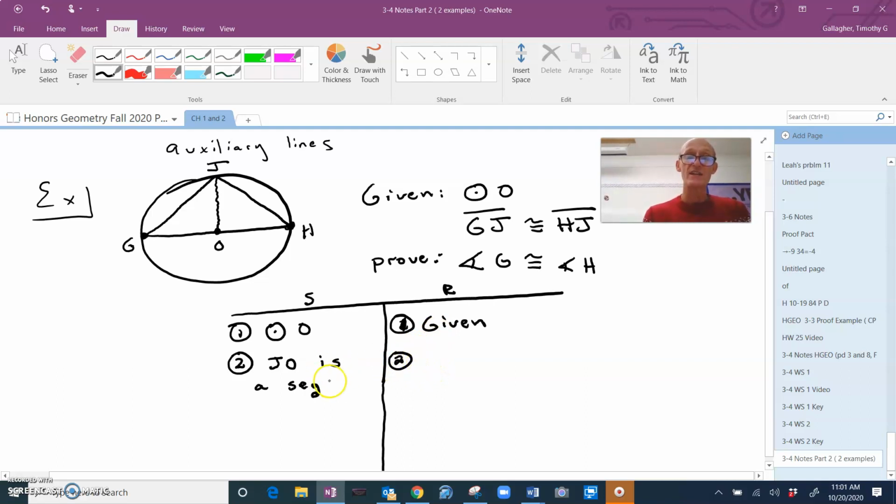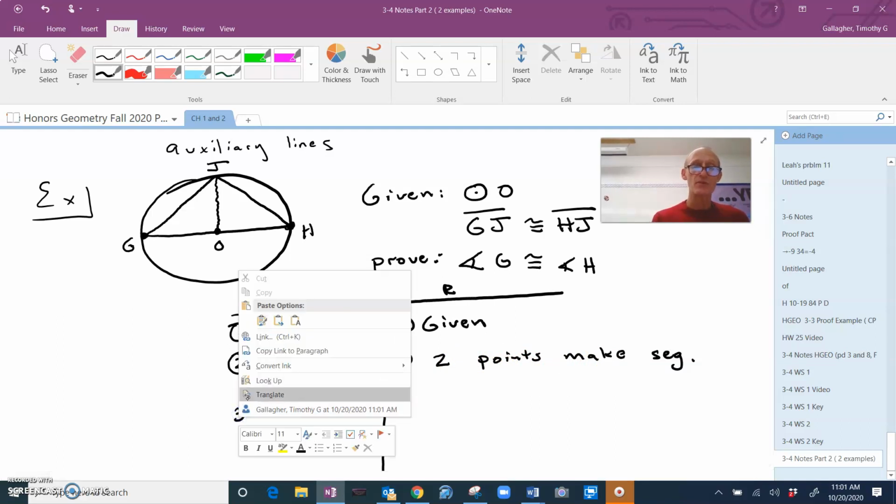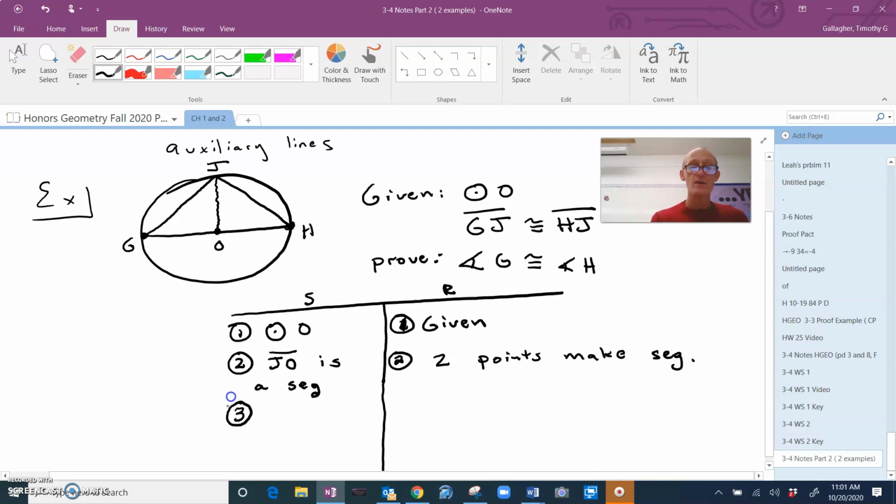So the reason that it's a segment is because 2 points make a segment. Now, that's an auxiliary line. That's what it looks like. And 2 points make a segment is really what you need. And then the third step in this proof is GO congruent to HO, and that is all radii are congruent.